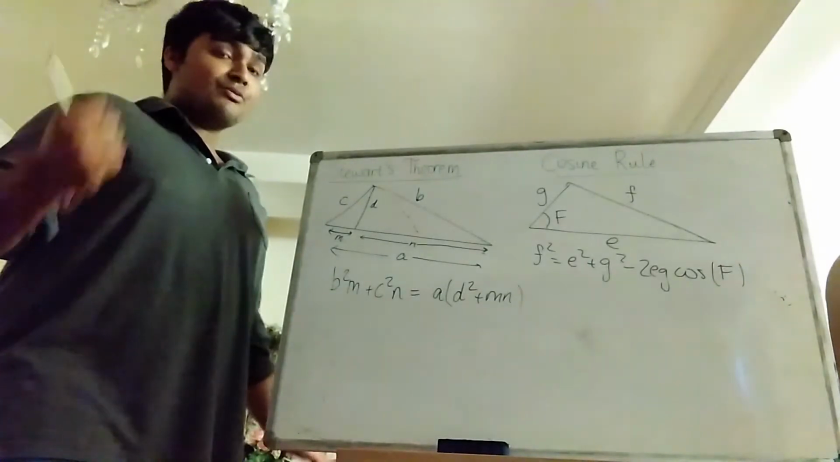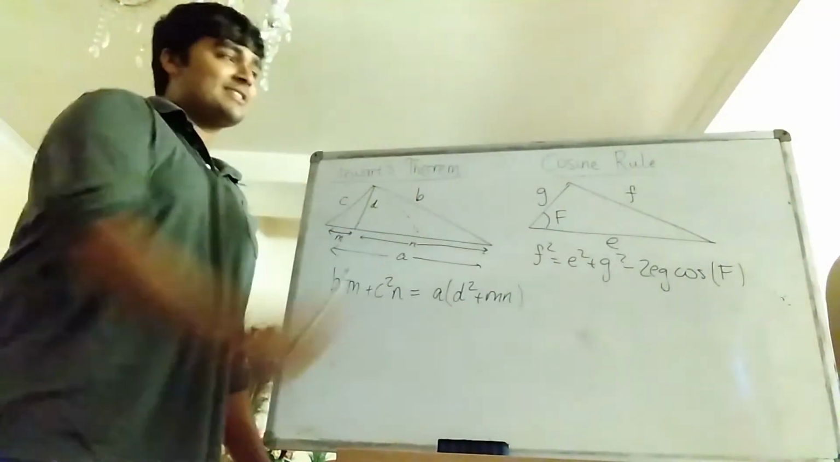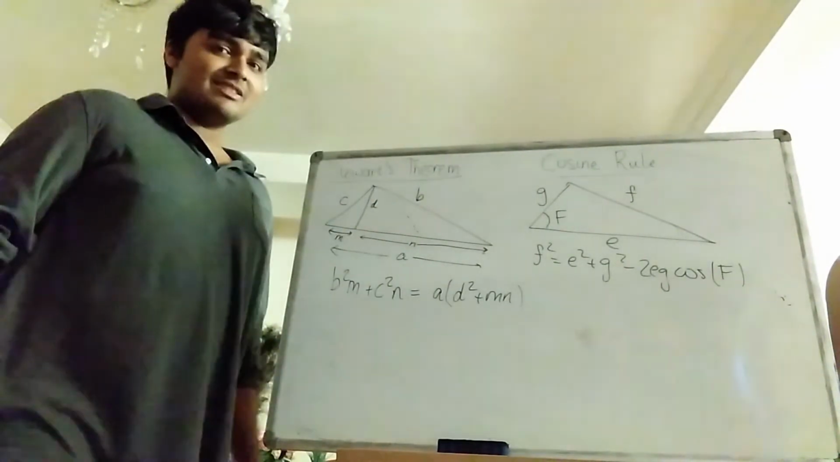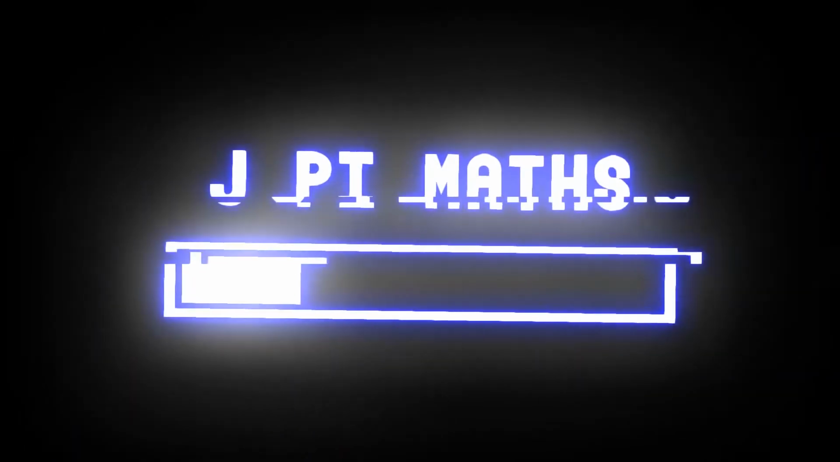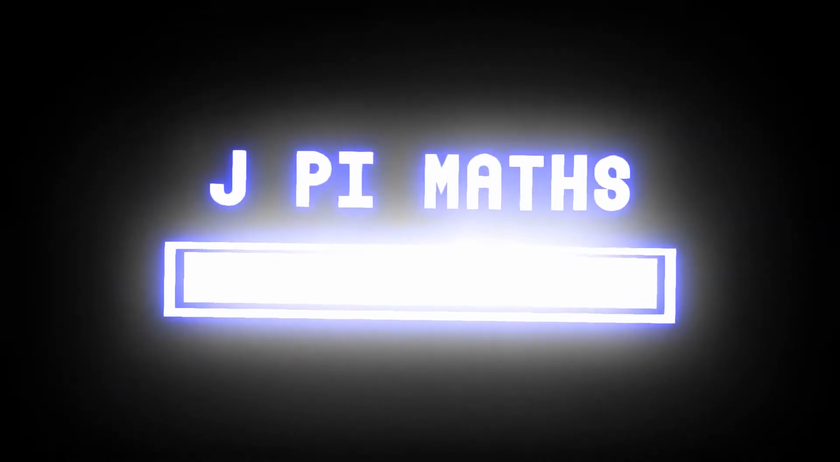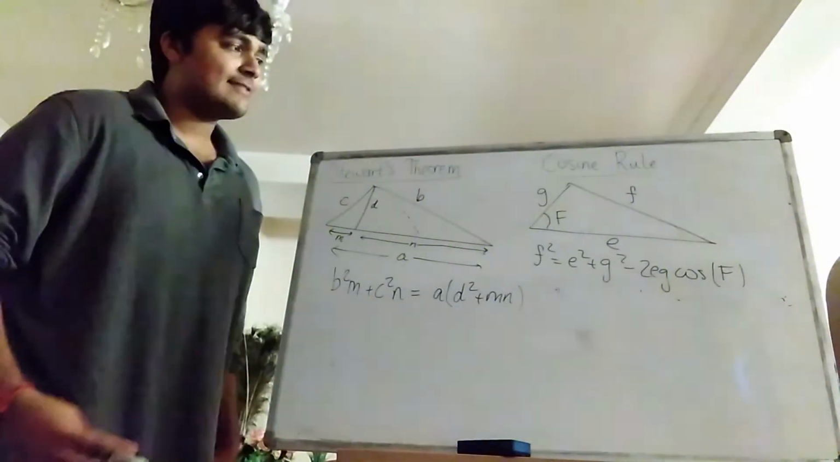What I'm going to do is now prove both of them, and to prove Stewart's theorem I need to know the cosine rule, so it makes sense for me to prove the cosine rule first. So let's prove the cosine rule and then we'll get on to Stewart's theorem. Okay, so to prove the cosine rule, let's draw some things onto this diagram here.